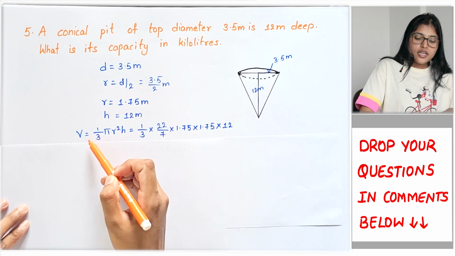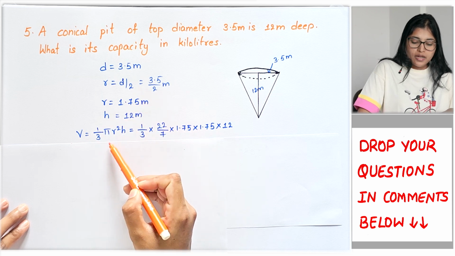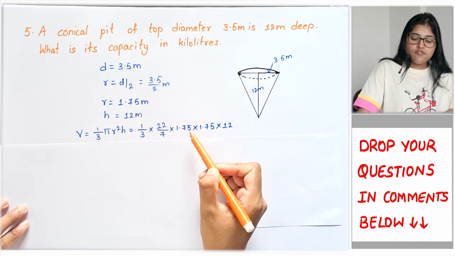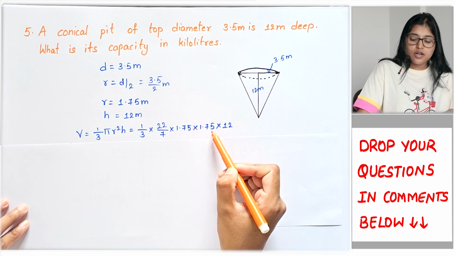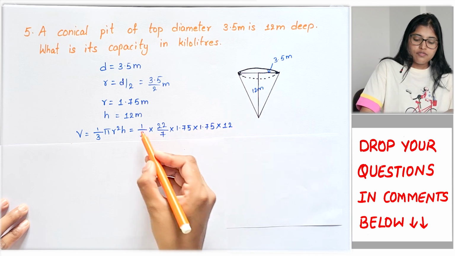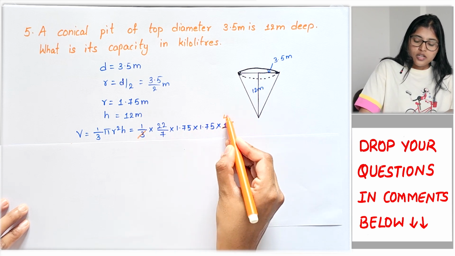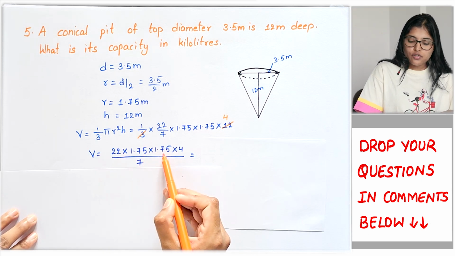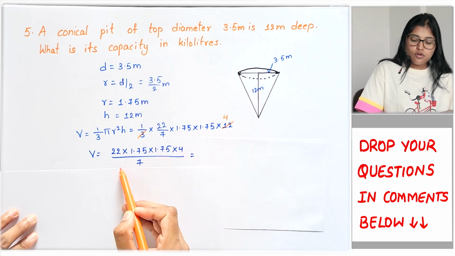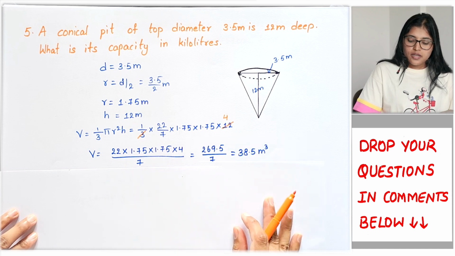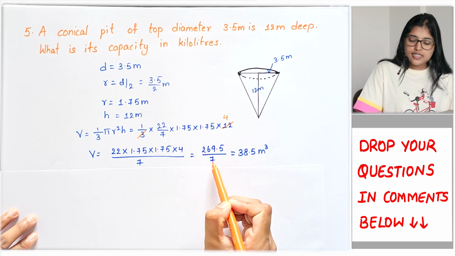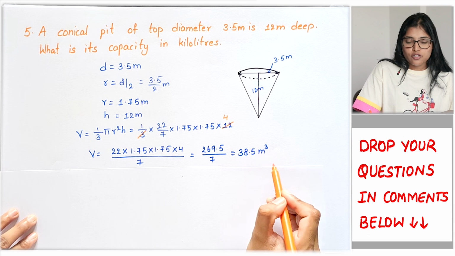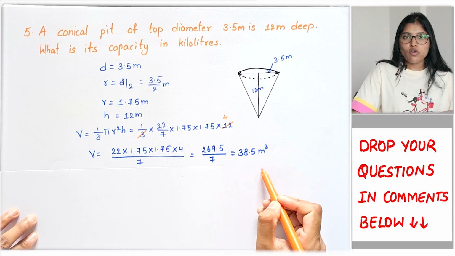So substituting r and h values in 1 by 3 pi r square h gives me 1 by 3 into 22 by 7 into 1.75 into 1.75 into 12. So I can say 3 fours are 12. I can write this as 22 into 1.75 into 1.75 into 4 by 7, which can be further simplified to 269.5 by 7, which is 38.5 meter cube. This is the volume of the conical pit.